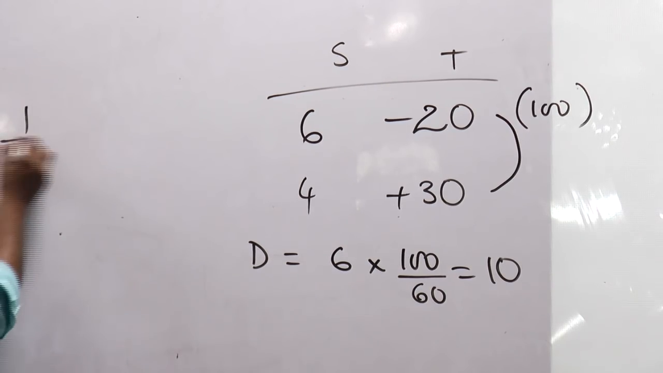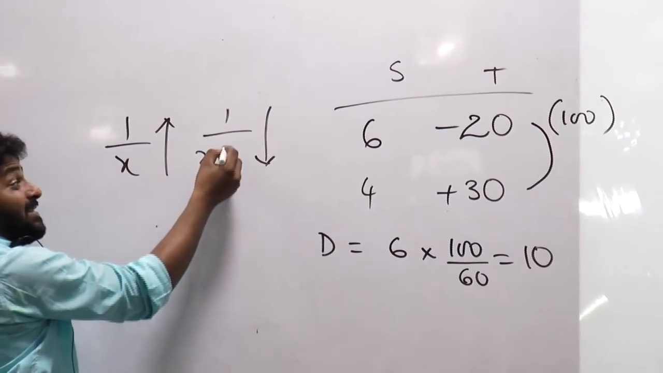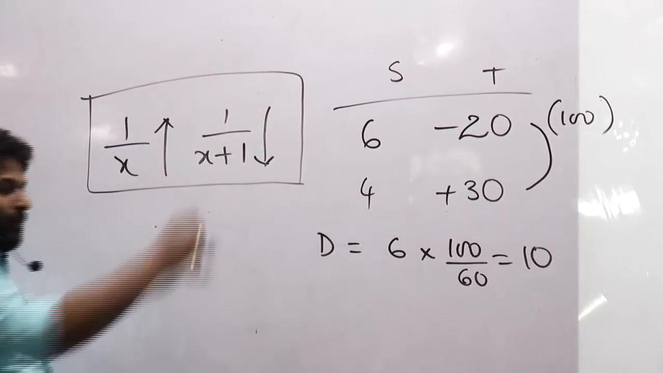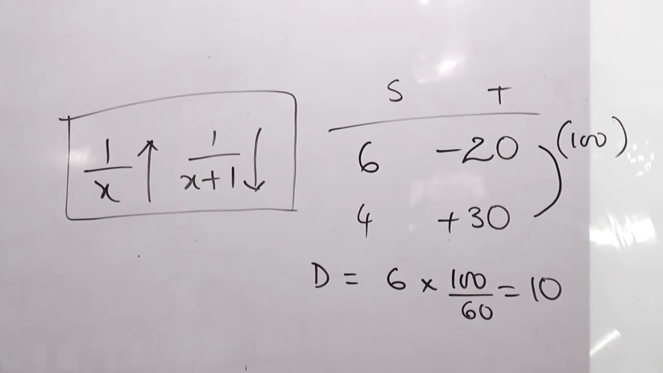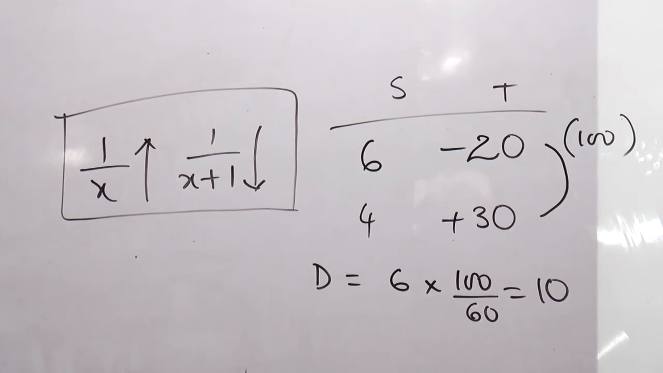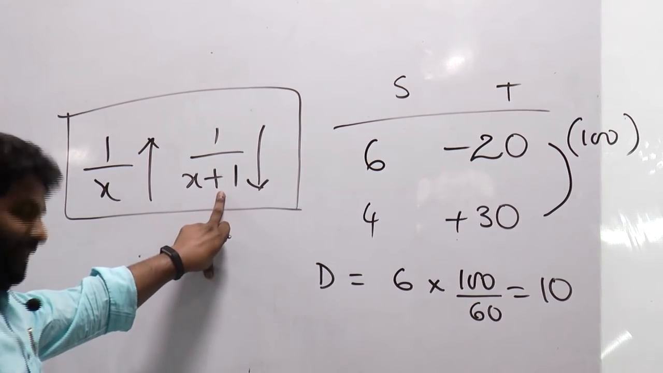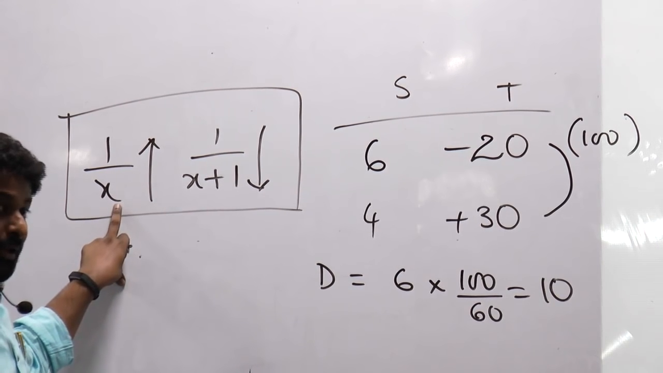See, for always an increase of 1 by x, there will be a decrease of 1 by x plus 1. This is the inversely proportional rule. For any 2 variables which are inversely proportional, you can use this. 1/3 not increase, 1/3 decrease. For a 1/3 decrease, there will be a 1/2 increase.